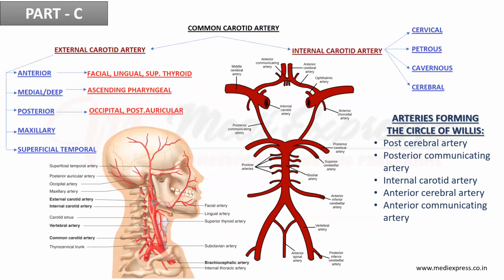External carotid artery and an internal carotid artery. Now, first we'll talk about the external carotid artery. We are not showing the deeper branches over here. The first one is anterior, then we have a medial or deep, then we have a posterior, and we have a maxillary artery, as well as a superficial temporal artery.